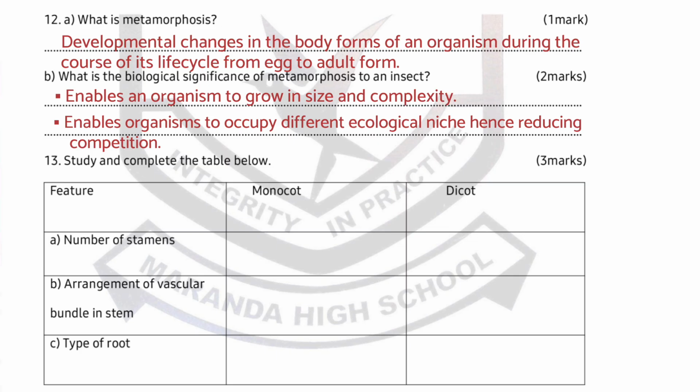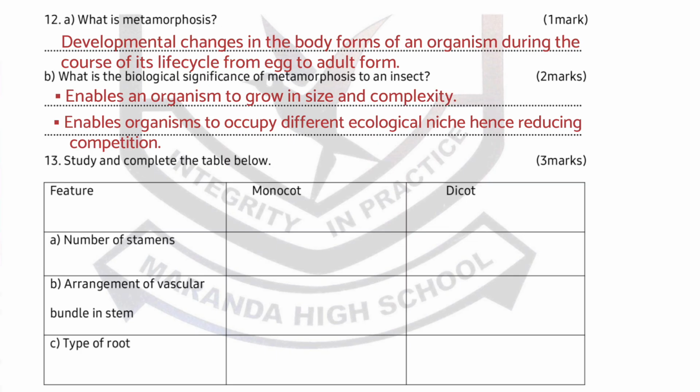For example, when it comes to the larva or the adult form of a butterfly, they feed on different things. The larva might feed on the leaves of certain plants, while the adult might actually feed on nectar. So by doing so, it reduces competition because each of them is occupying a different niche.